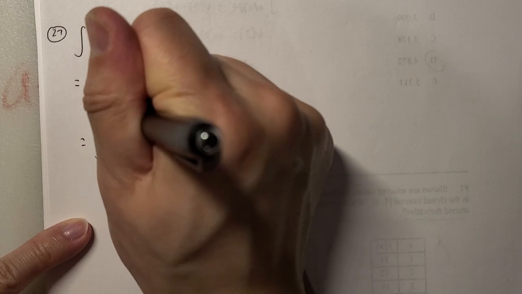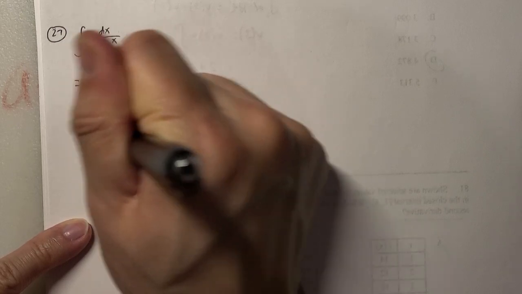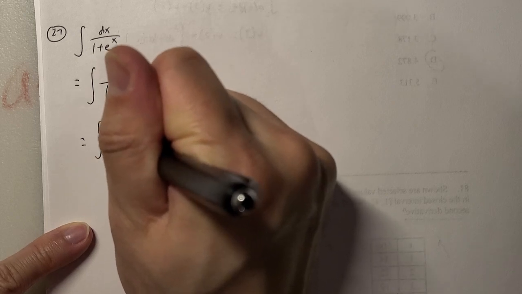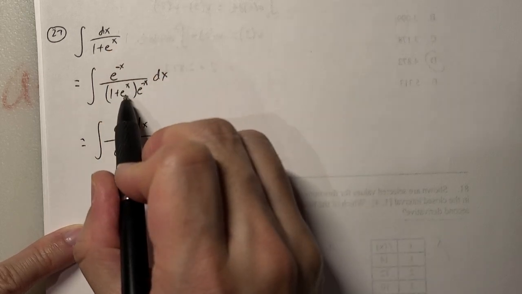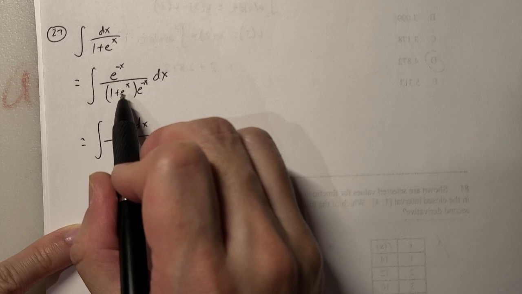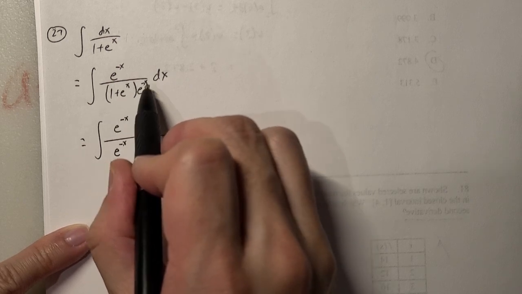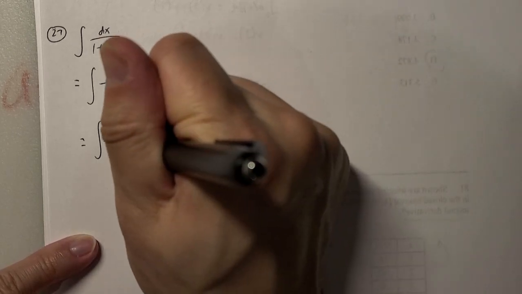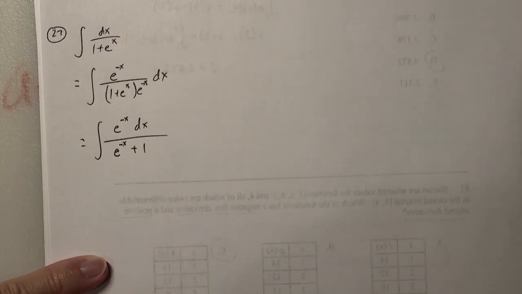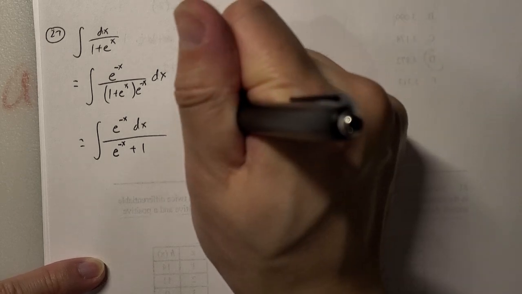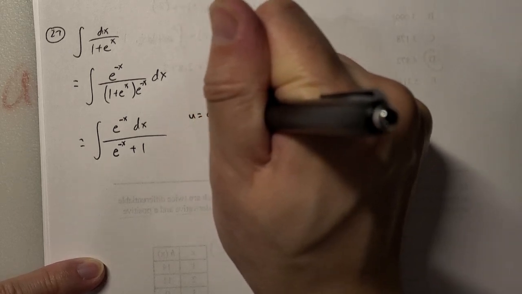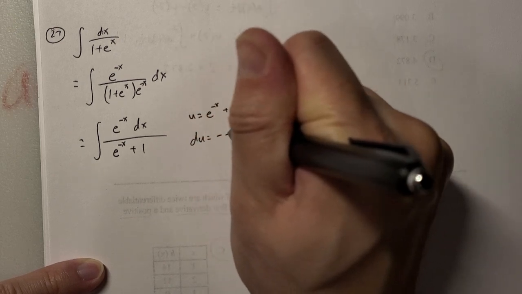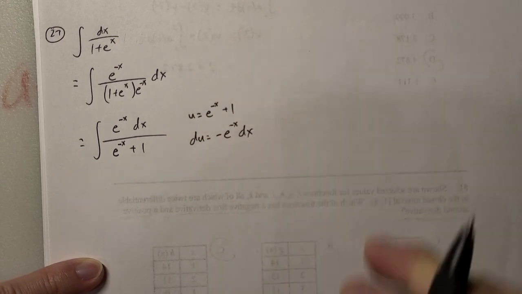The top remains the same. Okay? When I distribute this e to the minus x to both terms, I get e to the minus x. What's e to the minus x times e to the x? Remember properties of exponents, when you multiply them together, you can add the powers. So it'll be x minus x, which is 0. So e to 0 is 1. So it'll be plus 1. And now I can make a very nice substitution. u is e to the negative x plus 1. du would be negative e to the negative x dx.